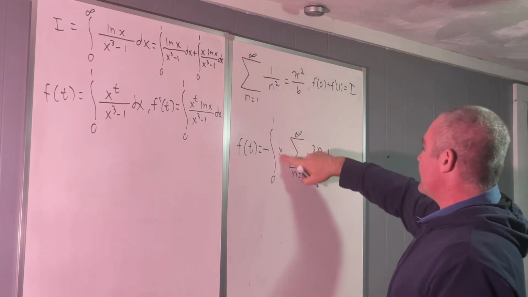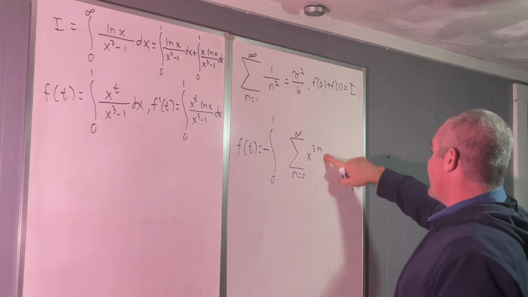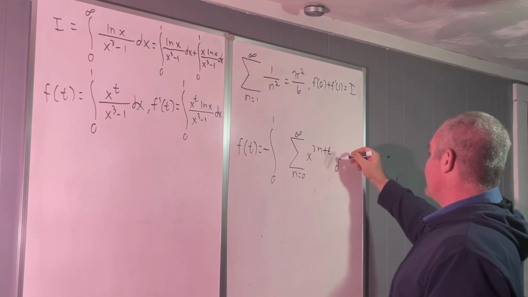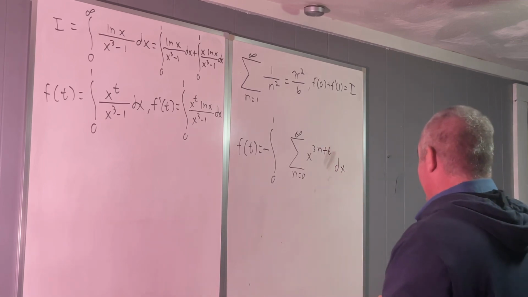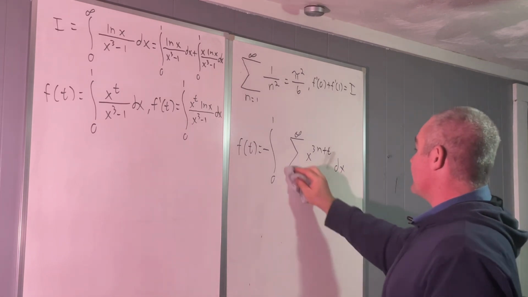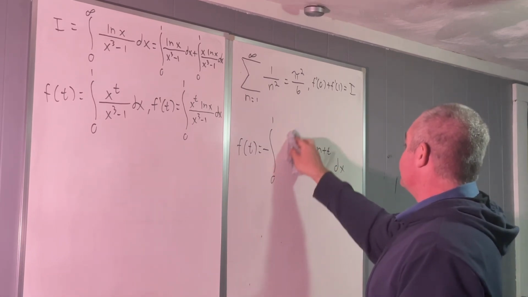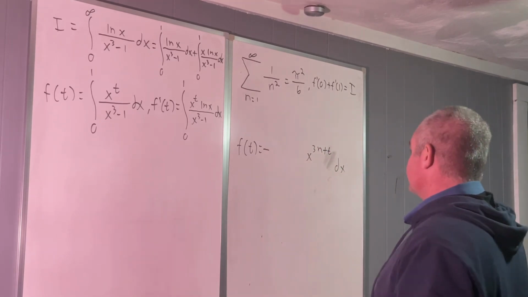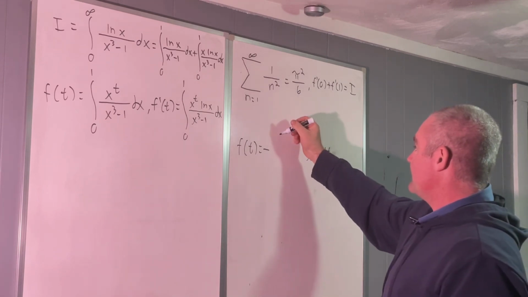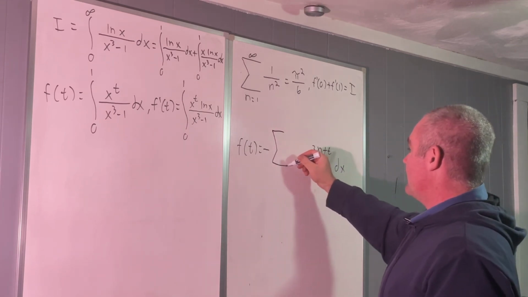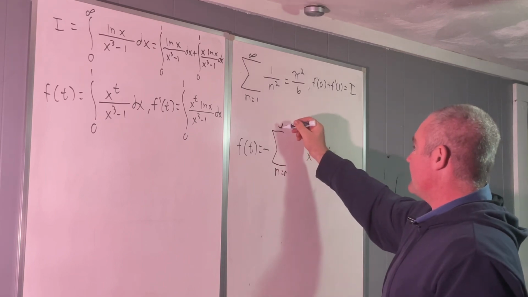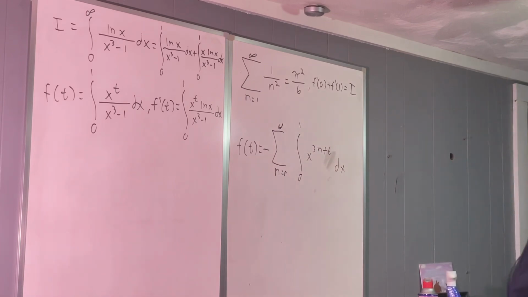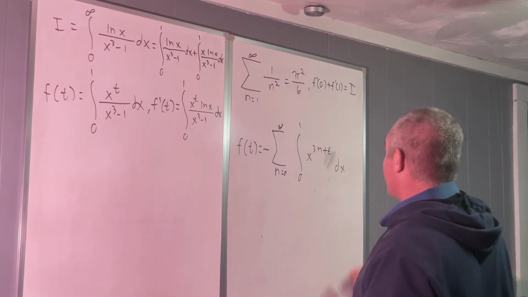Okay, then we can bring this x to the t inside our sum because it is independent of n. And then we can use Fubini's theorem since there's no problems with convergence to get the sum as n goes from 0 to infinity of the integral from 0 to 1 of this thing. And that will just give us 1 over 3n plus t plus 1.